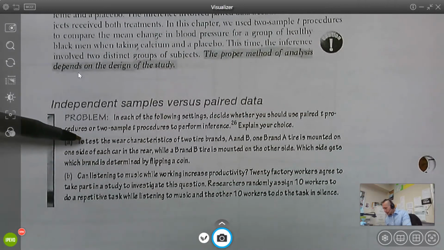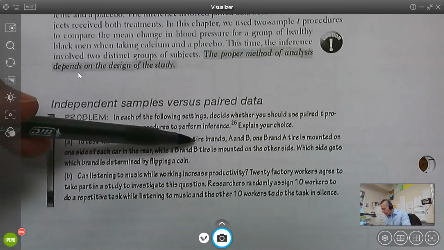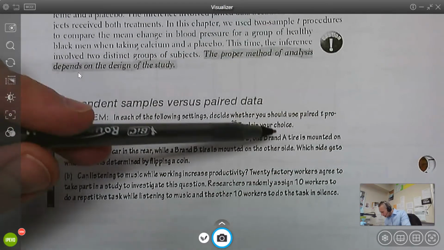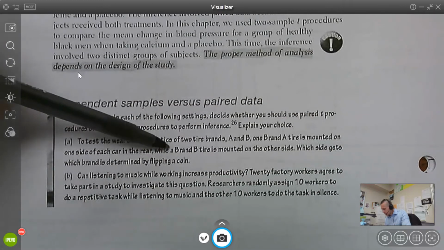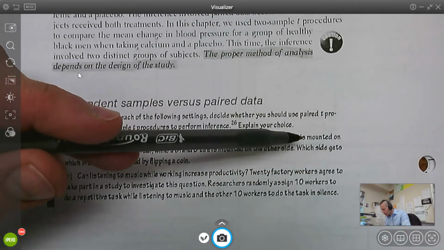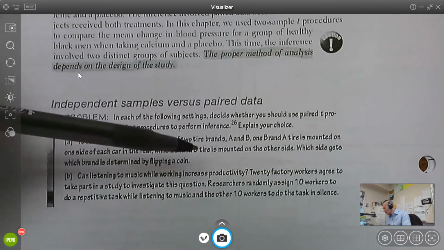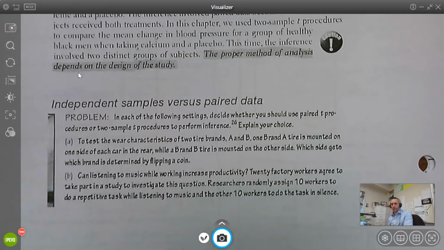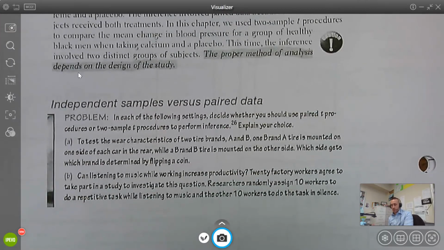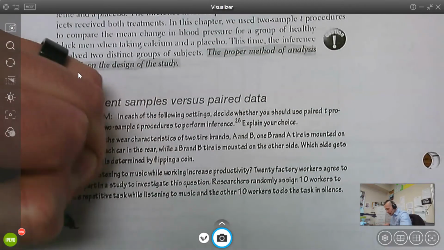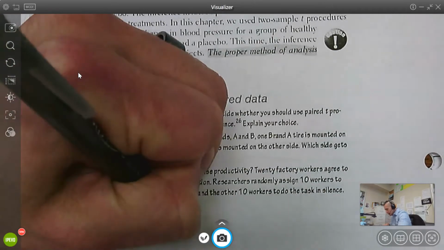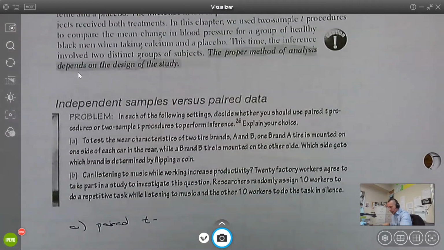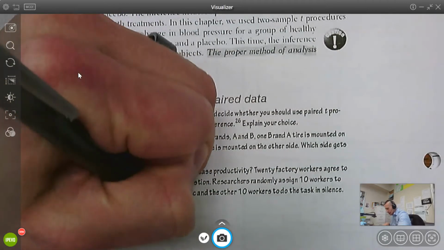Okay, so part A, to test the wear characteristics of 2 tire brands A and B. One brand A tire is mounted on one side of each car in the rear, while brand B tire is mounted on the other side. Which side gets brand B is determined by a coin flip. This is paired by the car. They're putting one on the left side, one on the right side of the same car. So this is a paired t test or interval. It would just be paired t procedures, as they're calling them.